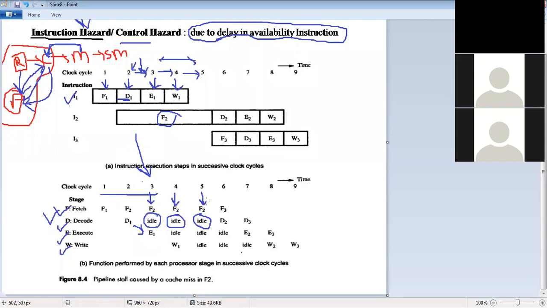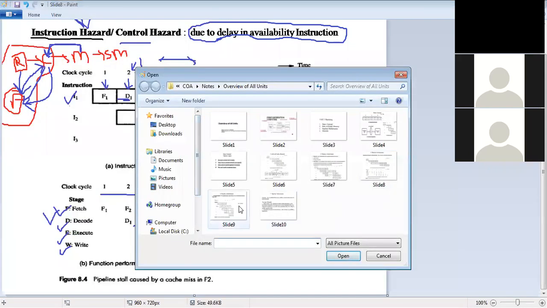In clock cycle 6 also there is the same scenario. In clock cycle 6, the fetch of the second instruction is finished. Now I can decode it. Likewise, the same can be organized in another way. Let us move to the next hazard.